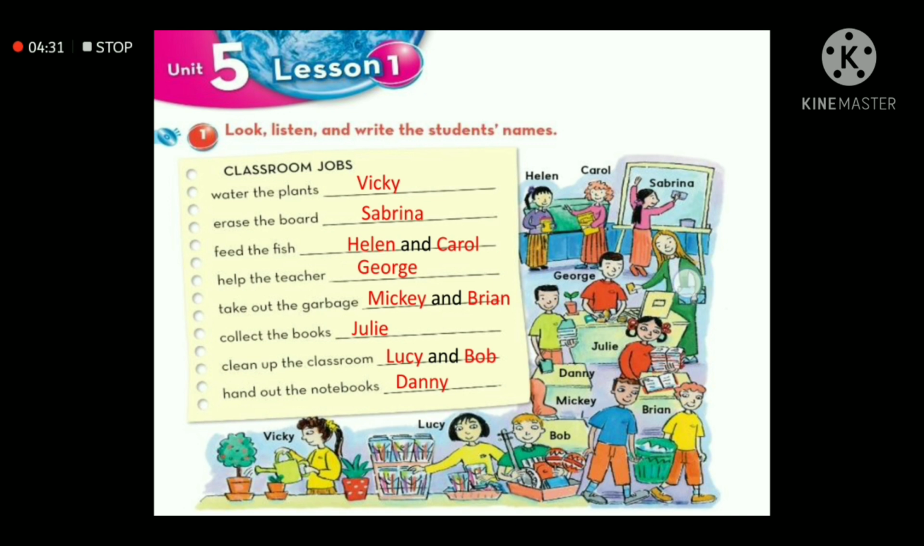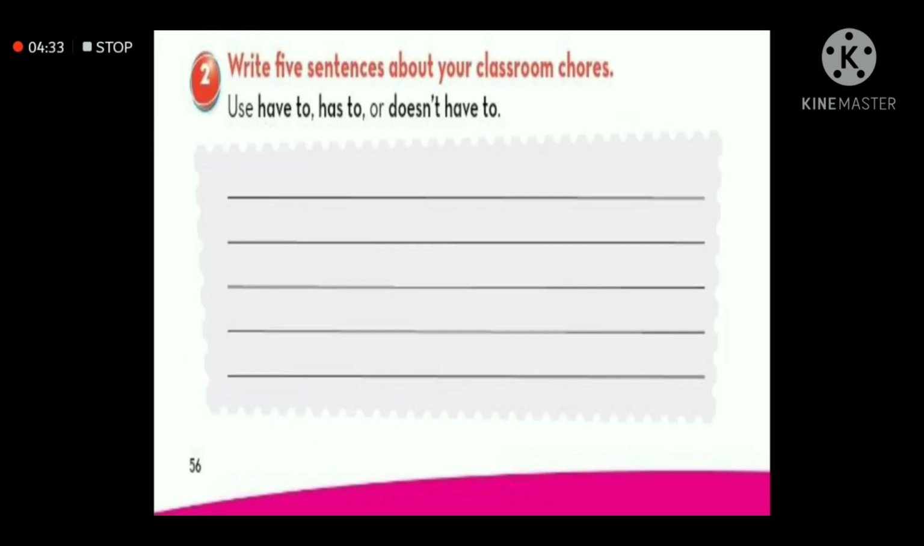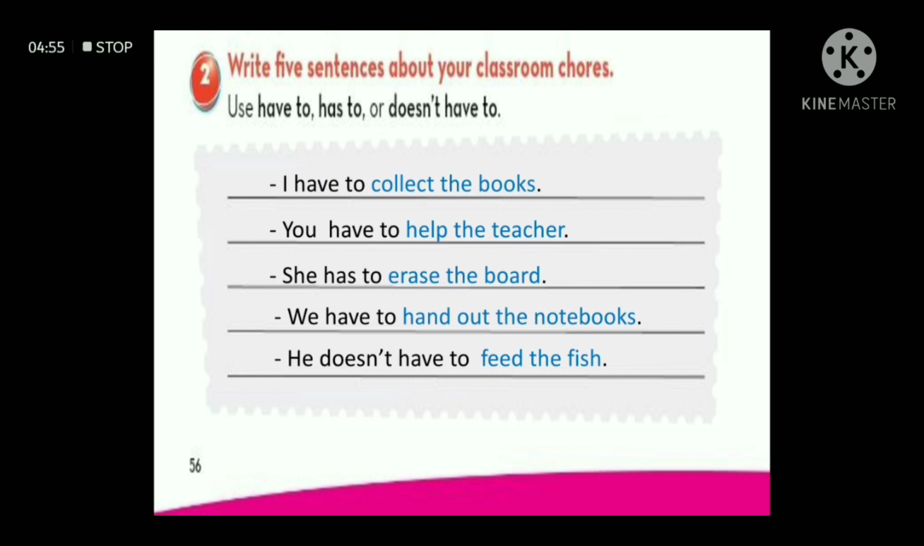Okay, yes. Let's move to exercise number 2. We are going to write 5 sentences about your classroom chores. So we are going to use the verb phrases we discussed in exercise number 1. We have to use have to, has to, or doesn't have to. I wrote 5 sentences, so let's discuss them.